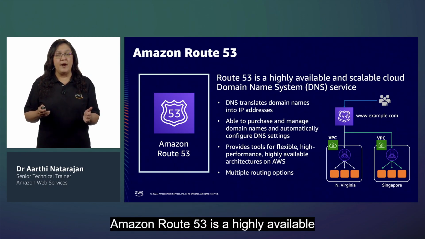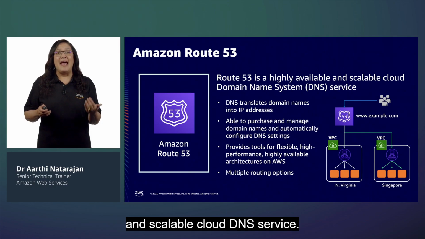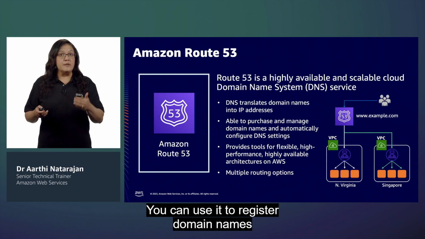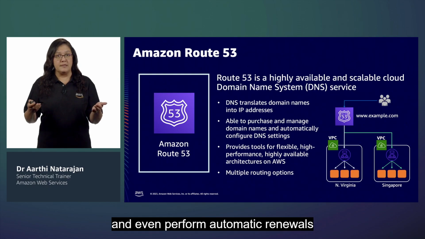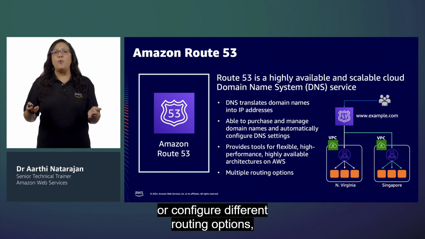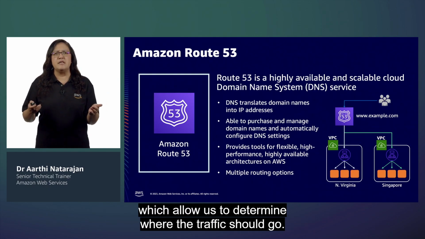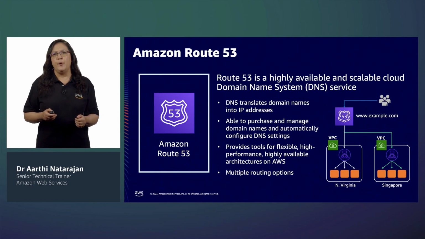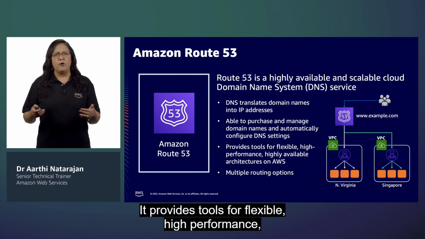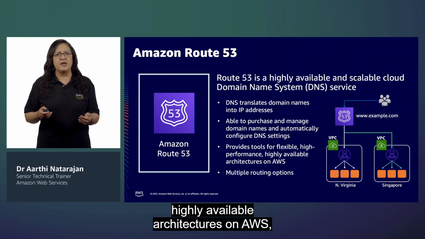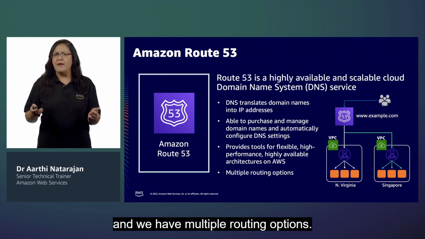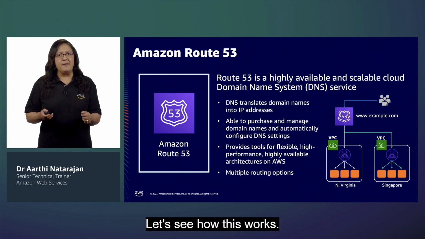Amazon Route 53 is a highly available and scalable cloud DNS service. You can use it to register domain names and even perform automatic renewals or configure different routing options which allow us to determine where the traffic should go. It provides tools for flexible, high-performance, highly available architectures on AWS, and we have multiple routing options. Let's see how this works.